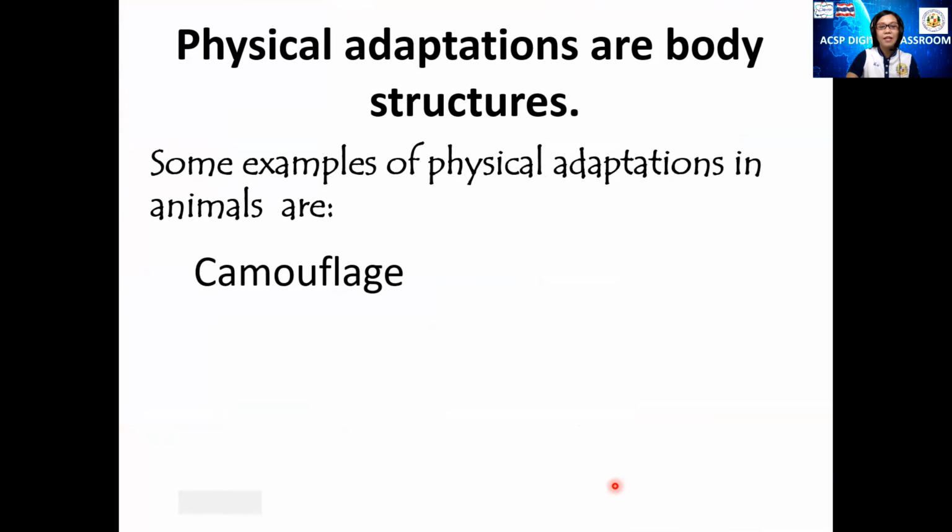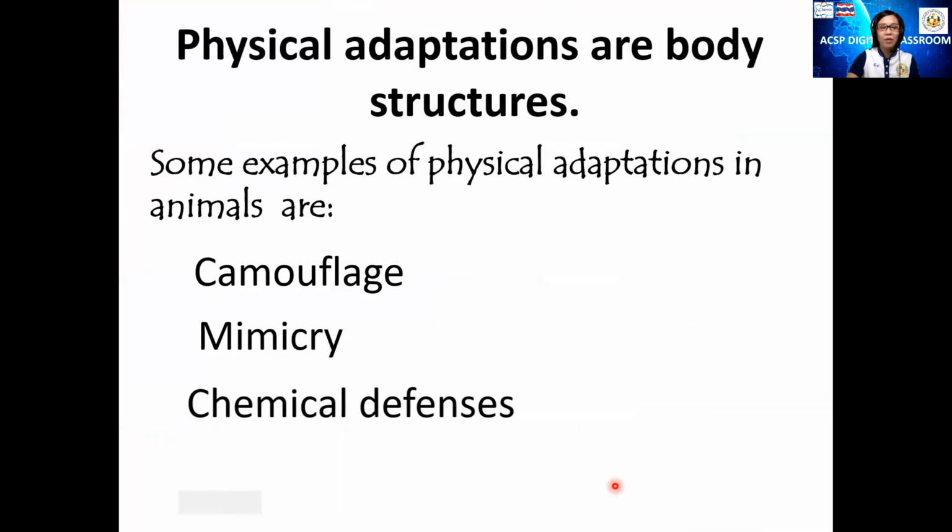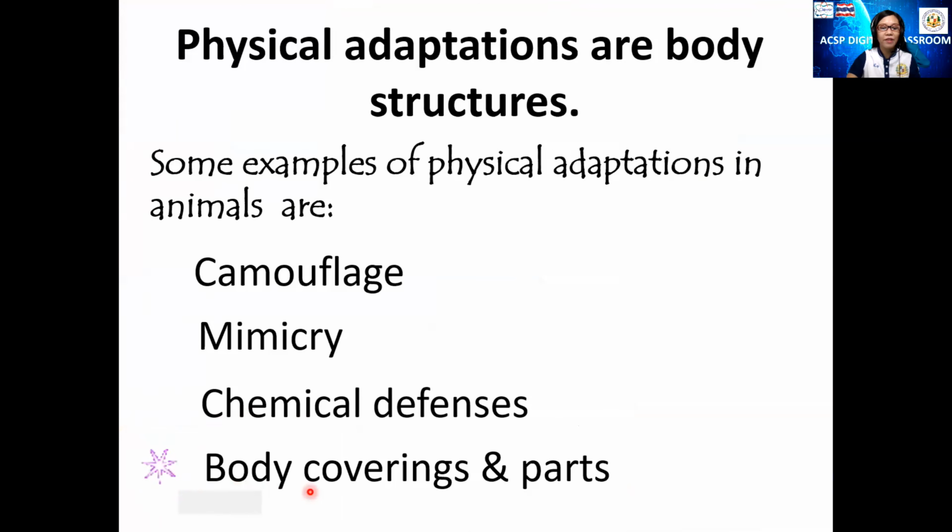Some examples of physical adaptation in animals are camouflage, mimicry, chemical defenses, and body coverings and parts. We call those physical adaptations. These are the body structures in animals. We can also say physical features of animals.